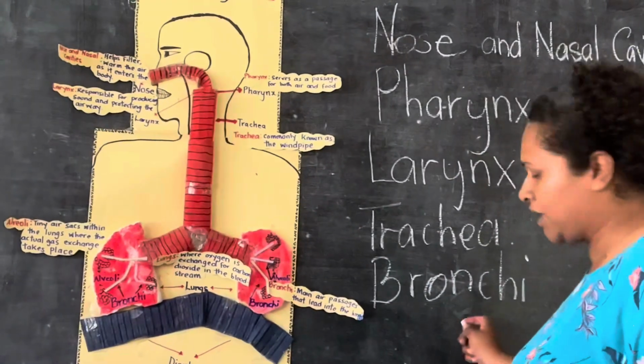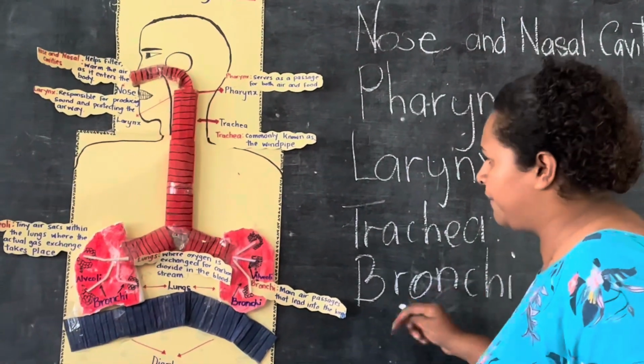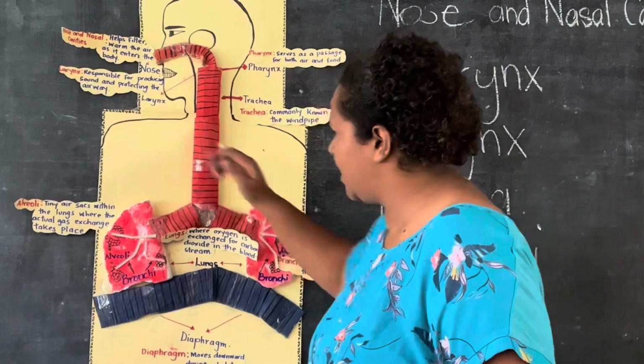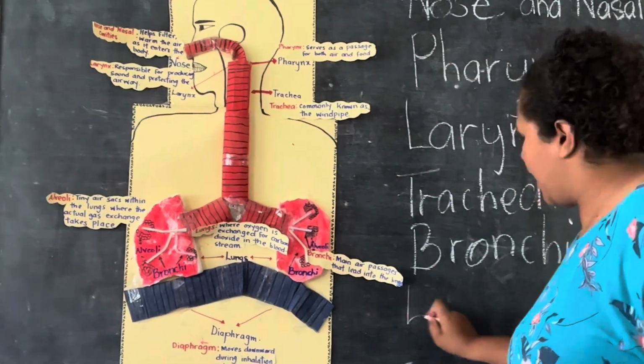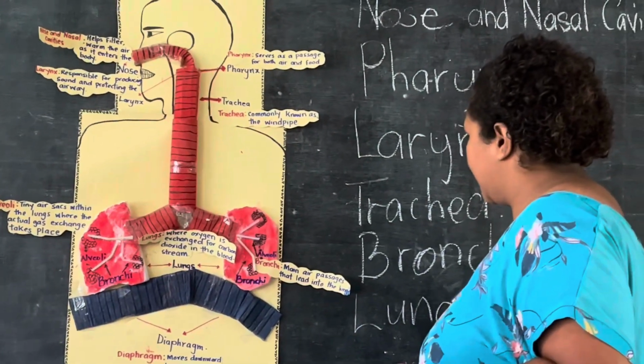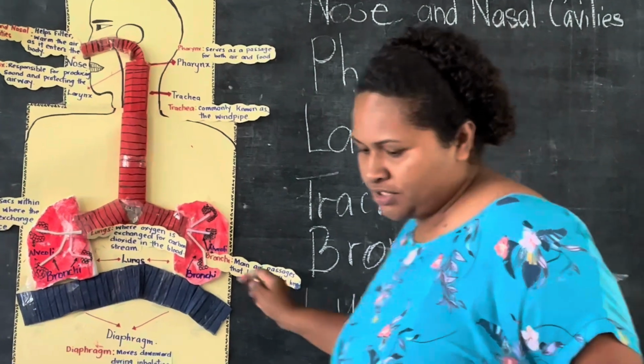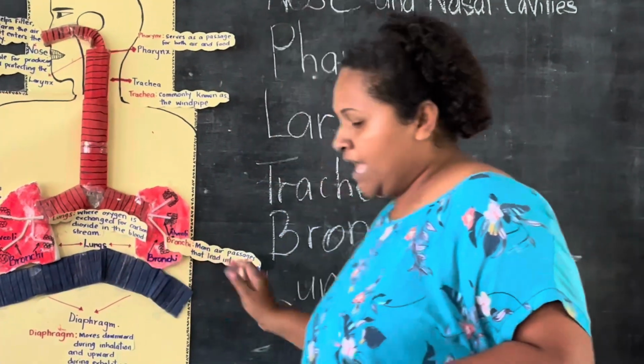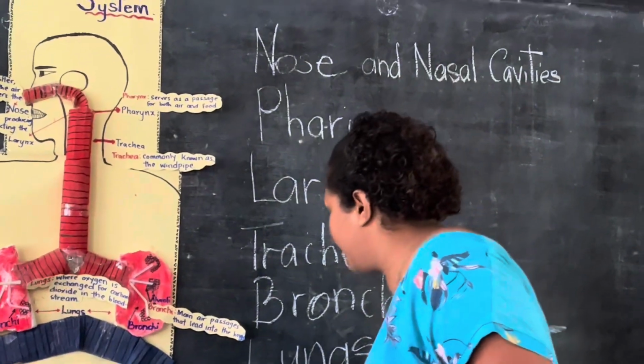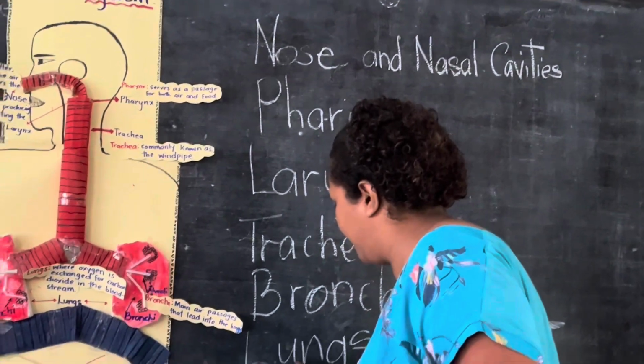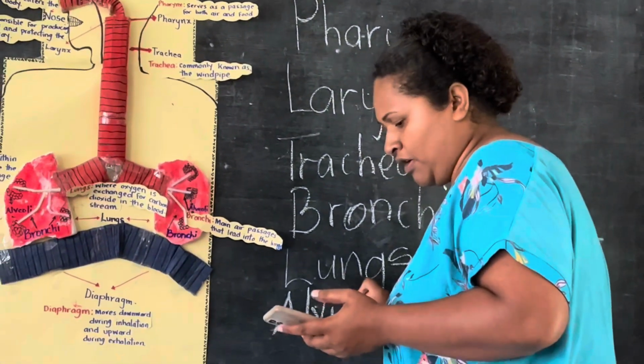Then after bronchi, we also have the lungs. Look at the lungs. This is the lungs. We have the lungs, and in the lungs we also have the what? Alveoli. Together. Alveoli.